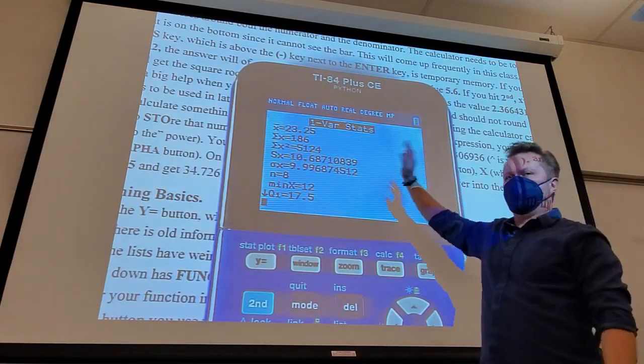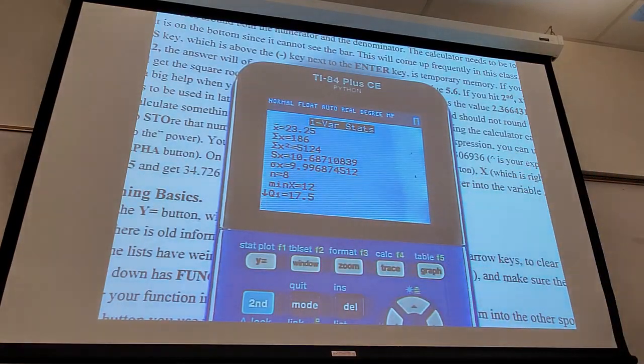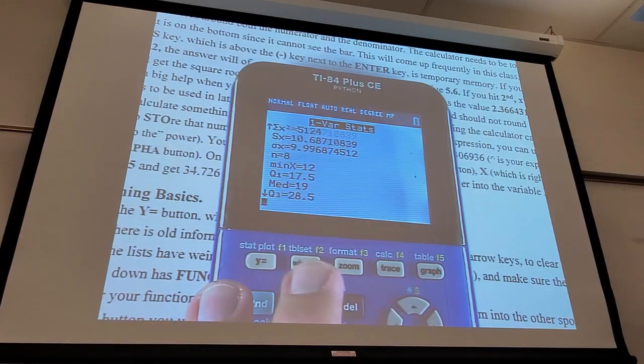Okay. But what we want right now, if you scroll down, do you see the little arrow at the bottom? Yeah. Just hit the down arrow.